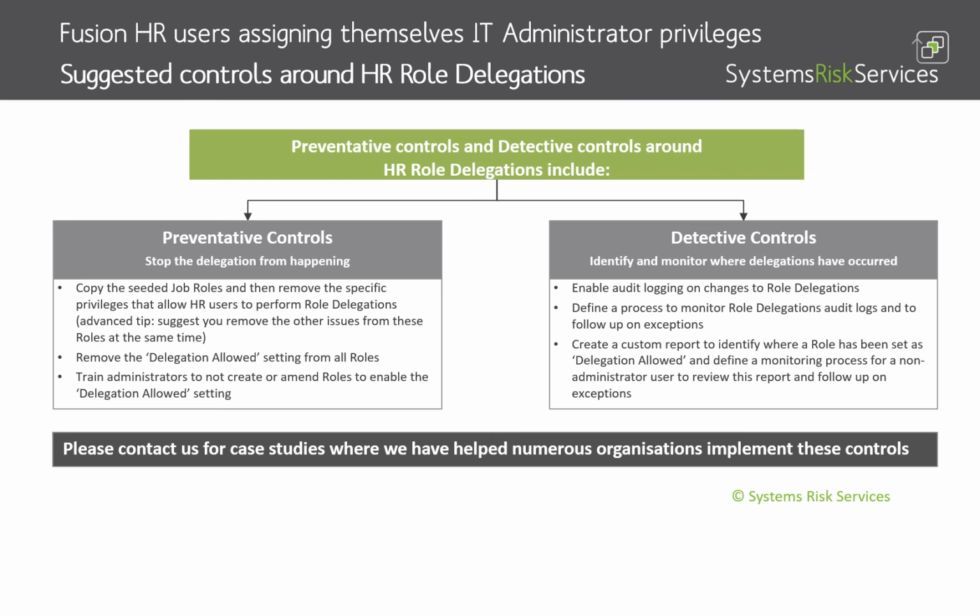The second area is around detective controls. So this is about how do I then monitor? So first of all, there is auditing available within the standard managed audit policies that allows me to enable logging on the changes to role delegations. So it will record if a role has been delegated to another user. But you need a process in place to actually extract those logs, get somebody to be able to run them, B, once they've been run, to actually review them, and C, follow up on any exceptions.